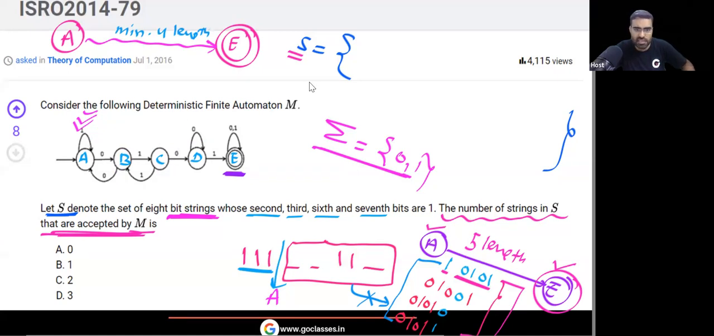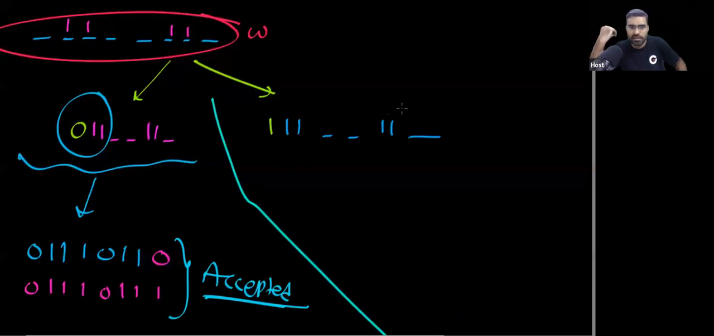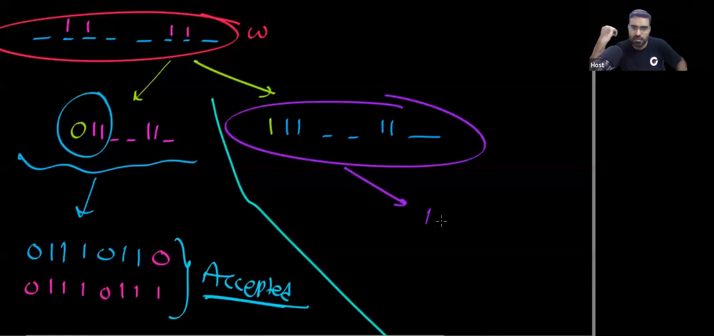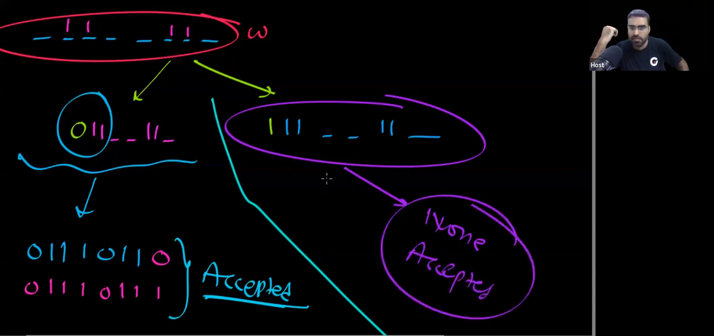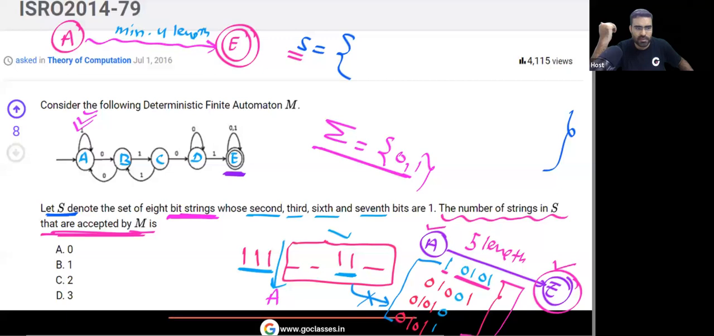These are the 5 length strings. And none of them is of this type. None of them has this type of structure. So I can say that of this type, none are accepted. None of them is accepted. So finally your answer is what? Answer is 2. Yes or no? So your final answer will be 2.